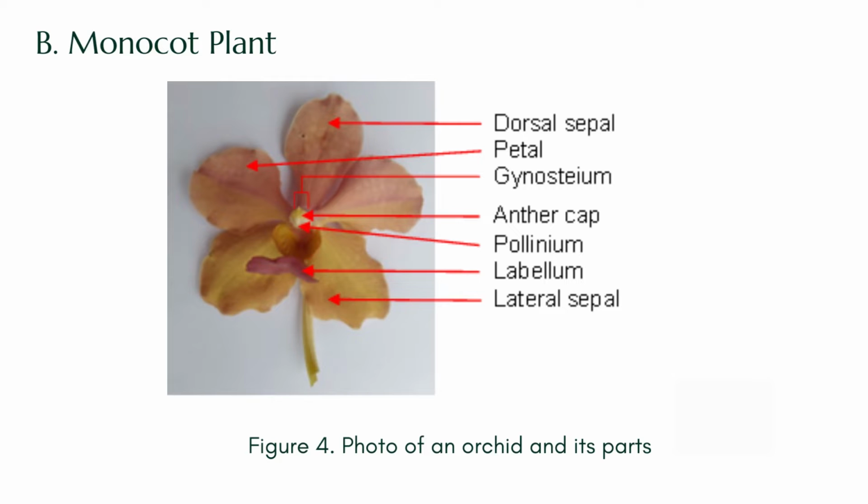Figure 4 shows the photo of an orchid flower and its parts. Labellum, the inner tepal, is enlarged and often serves as a landing platform for its pollinators. The pollen in the anther is aggregated into pollinia covered by the anther cap. The anthers of the androecium are fused with the gynoecium style and stigma, forming the gynostemium or the column.